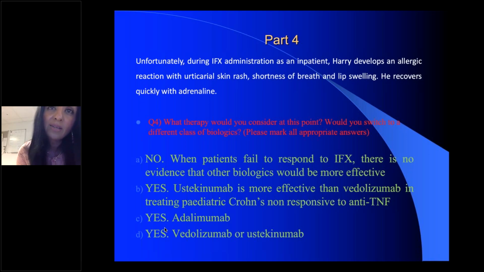But that brings us on nicely to D, which is vedolizumab or ustekinumab, and that is correct. So in pediatric patients who have moderate to severe active Crohn's, who have failed an anti-TNF or lost response or are intolerant to anti-TNFs, then you could change a biologic to either vedolizumab or ustekinumab. And I think that could be right. So the answers to this are C and D. Any questions on that? Okay, good. Let's carry on.